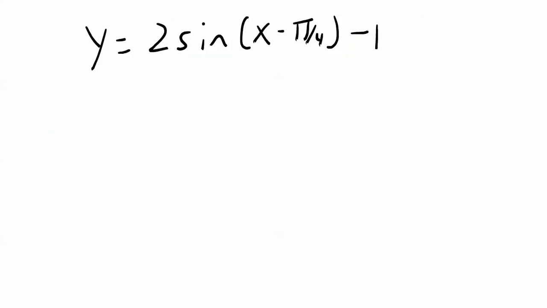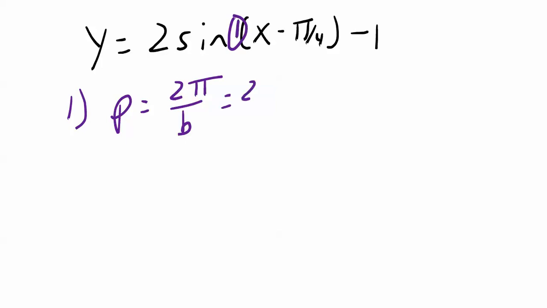Alright, so let's take a look at graph 1. We're going to graph y equals 2 sine of x minus pi over 4, minus 1. Step 1 is to find the period. Our period is equal to 2 pi divided by b, and our b value is the number in front of the x. There isn't one, so it's implied that it's the number 1. So I get 2 pi divided by 1, or 2 pi.